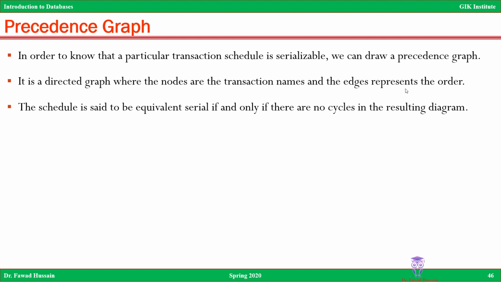Remember that if the two transactions are simply reading, then we don't have an issue because nobody is updating anything. So you can have as many transactions read the data if none of them is going to write. There is no problem with that because the data is not being edited. The schedule is said to be equivalent serial if and only if there are no cycles in the graph that we are going to draw.